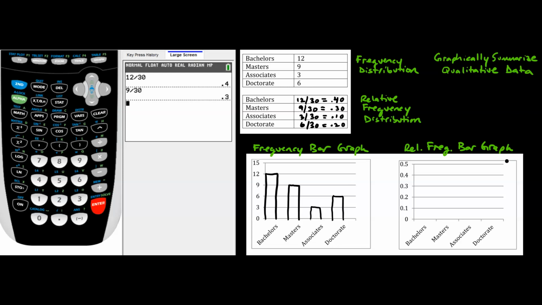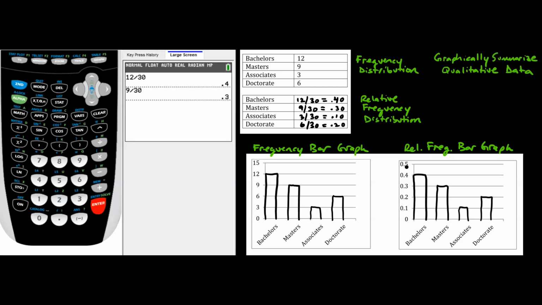Likewise, we could tell the same story with a relative frequency bar graph. But what you're going to notice is it really is the same story. Watch this. So the bachelor's goes up to 40%, so that'd be 0.4. Master's goes up to 0.3. Associate's 0.1. And doctorate 0.2.